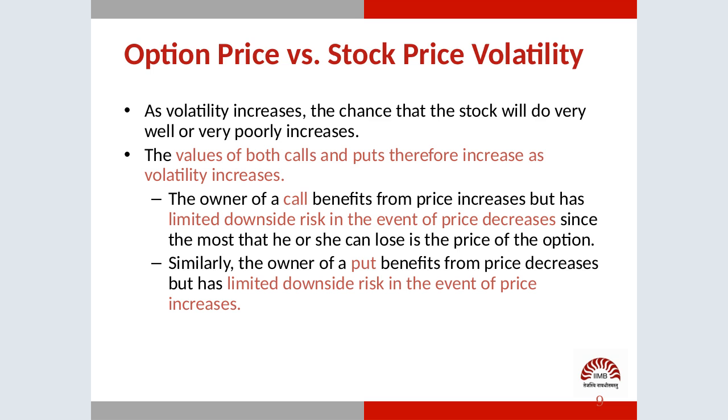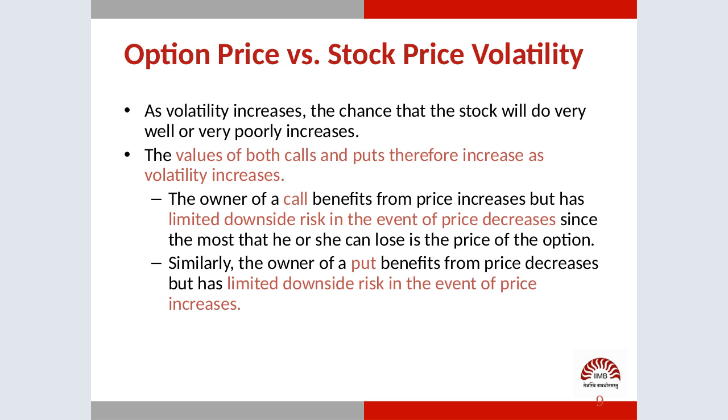What about stock price volatility? As sigma increases, the variability, the change, the movement of the stock price increases. So as sigma increases, the chance of being very high or very low increases. The chance that it will do very well or very badly increases. So therefore, the value of both the call and the put increases as the volatility increases.